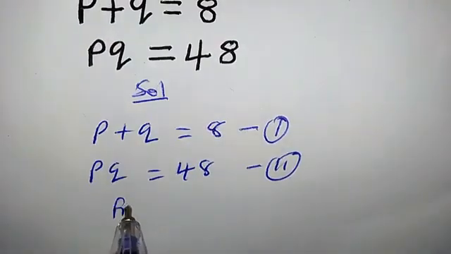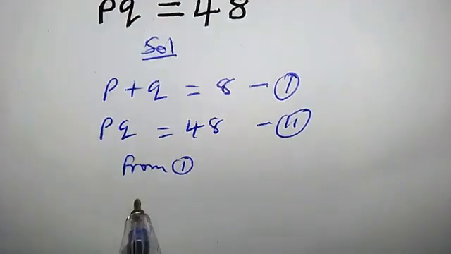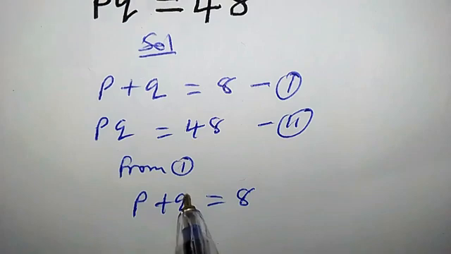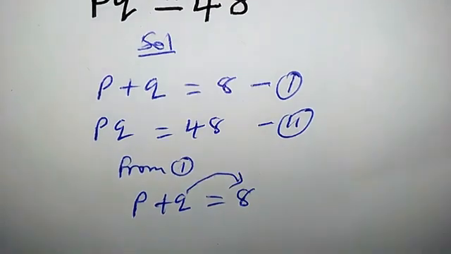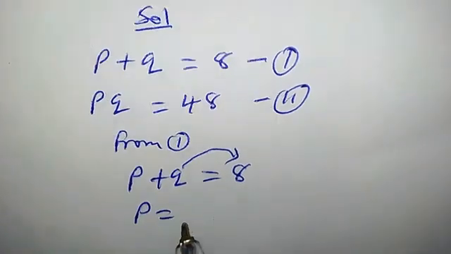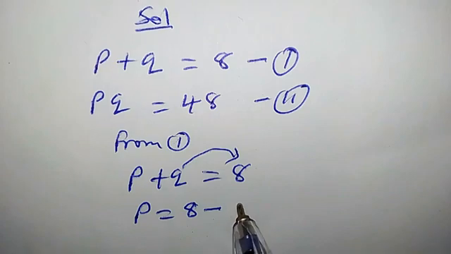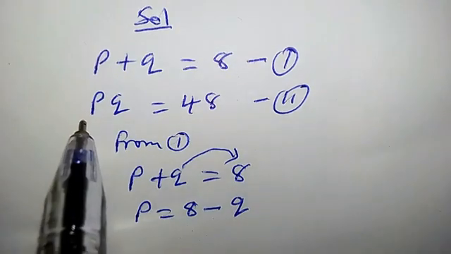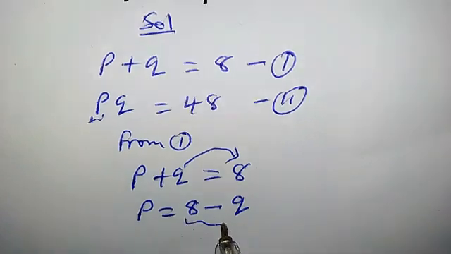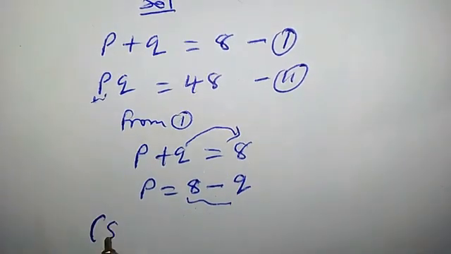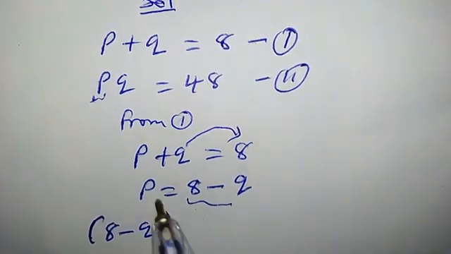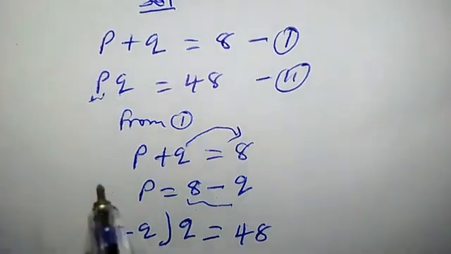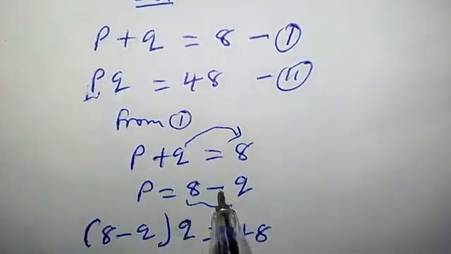From equation 1, we have P plus Q equal to 8. Suppose we transfer Q to the right side, so we're going to have P equal to 8 minus Q. The next step is to replace this P with this. So we're going to have 8 minus Q times Q equal to 48. We just replace P with this.